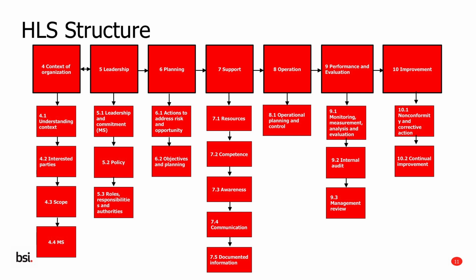And finally, the final section is section 10, which is simply called improvement. Now, although that is a new clause or a new section within the standards, if you look at the contents, they're not new. 10.1 is around non-conformity and corrective action, and 10.2 is quite a short clause which simply says that continual improvement needs to be a permanent objective of your management system and of your organization. So nothing new there, but there is a self-contained section now called improvement.